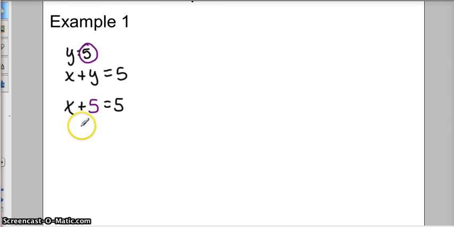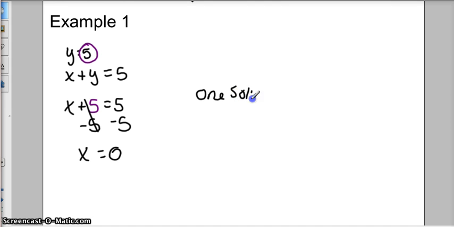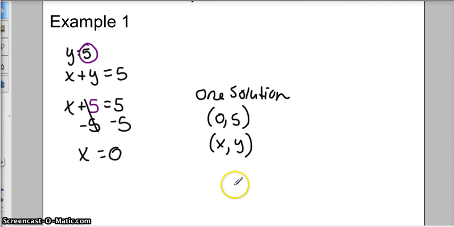So this is just a normal one-step equation, so x plus 5. So to cancel that out, move to the other side, we're going to subtract 5, subtract 5. So x equals 0, because 5 minus 5 is 0. So that means my x is 0, my y is 5. I have my answer. So it's one solution, because I did get one answer. And I, of course, write it as an ordered pair, 0, 5. Your x term, and then your y term.